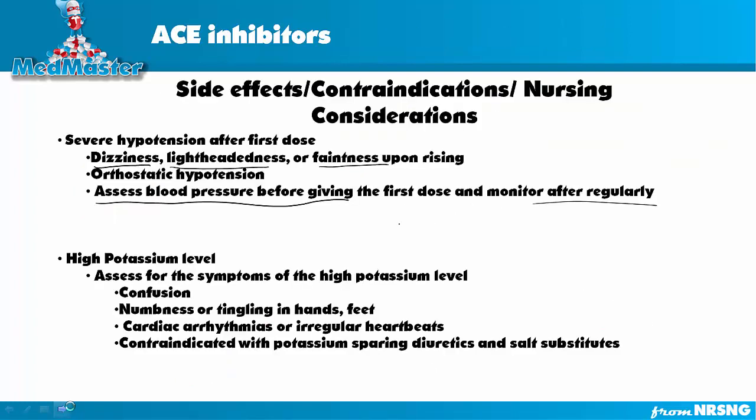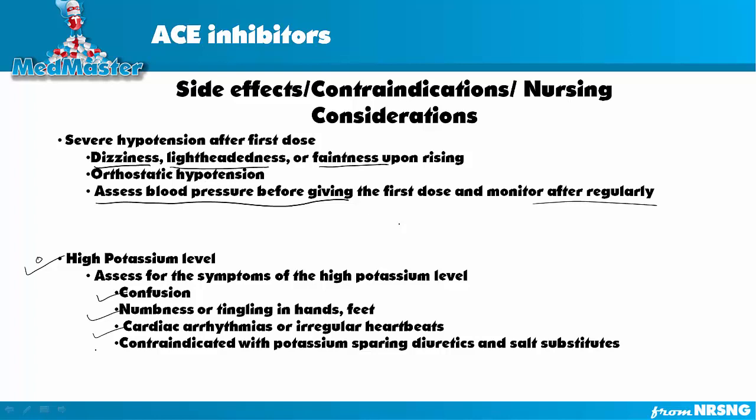And that is the reason one of the side effects of this medication is high potassium level. So what are the symptoms of high potassium? It could be confusion, numbness, or tingling in hands and feet. It can cause cardiac arrhythmia.